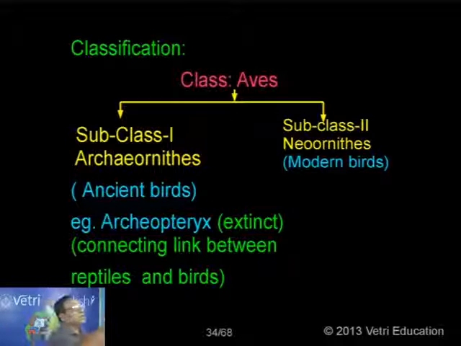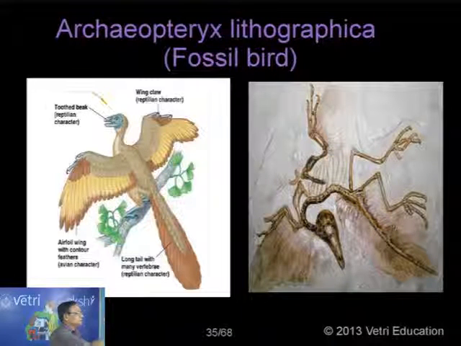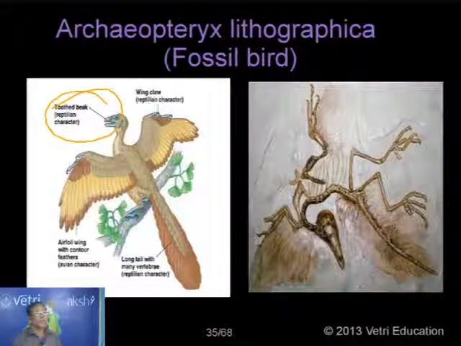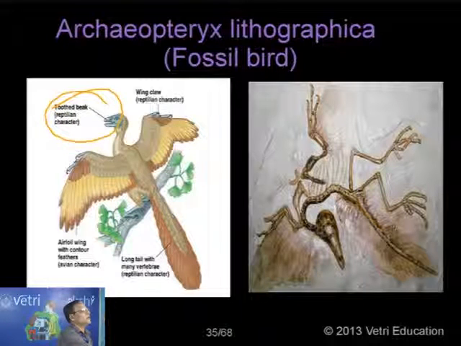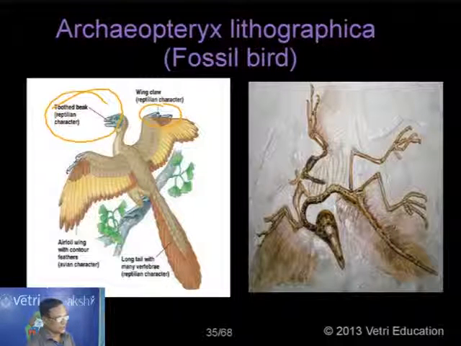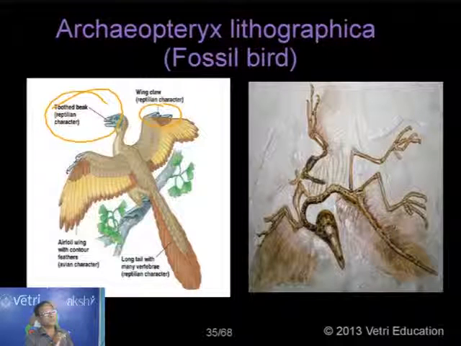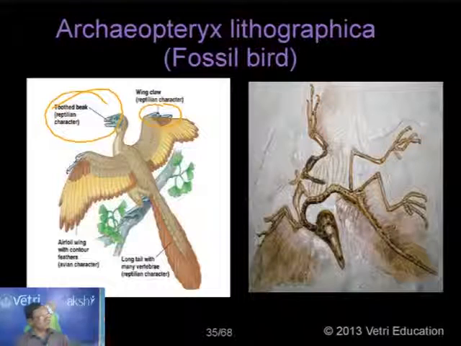So we'll see the diagram there. Archaeopteryx, an extinct fossil bird. You see the toothed beak. It's a reptilian character. And also in the wings, they have claws. Claws are present only in the case of reptilian forms. It is a reptilian character: presence of teeth and also presence of claws in the wing. And normally, they have the feathers for flight. They have a long tail. You can see that.